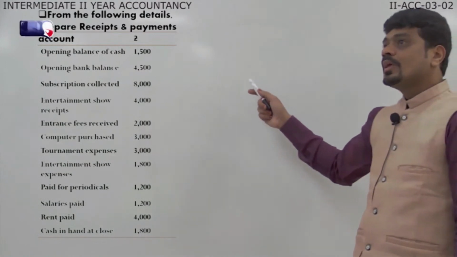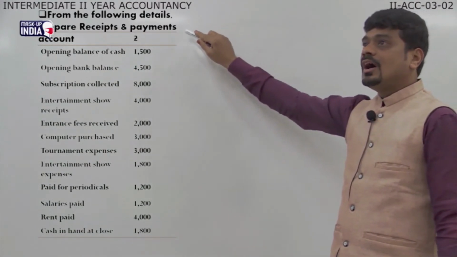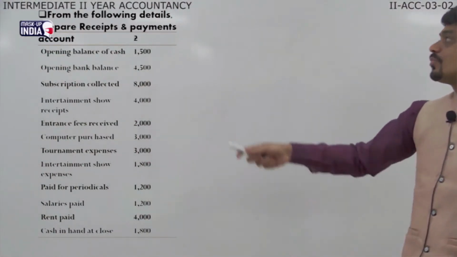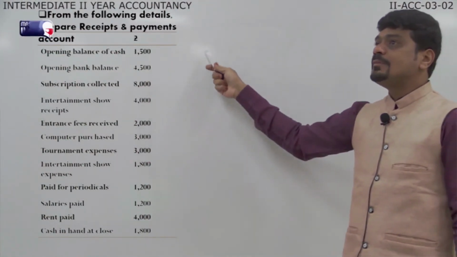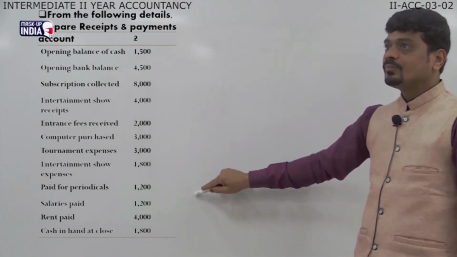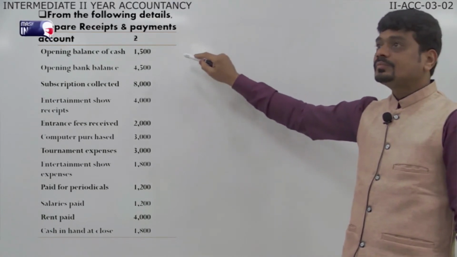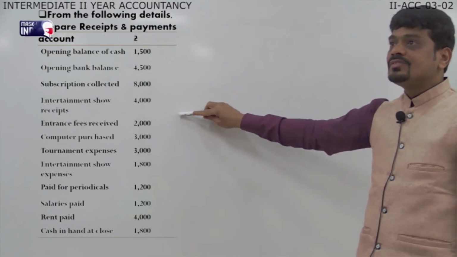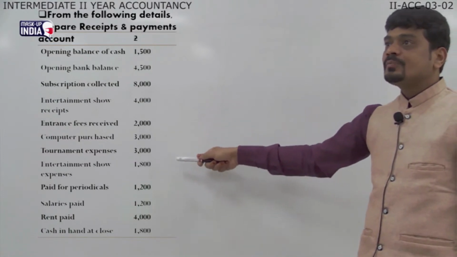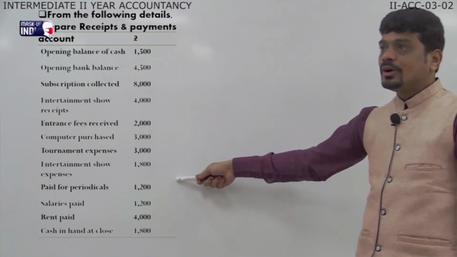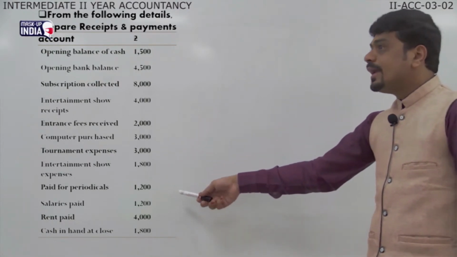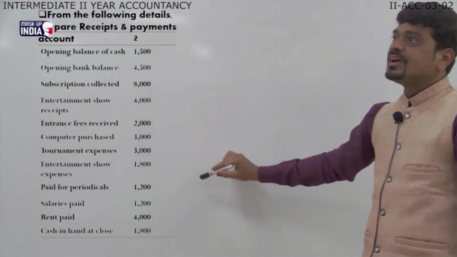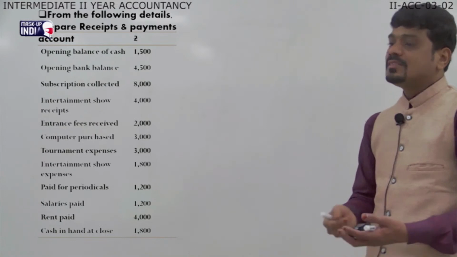So dear students, here we have a question on preparing the receipts and payments account. The question says, from the following details, prepare receipts and payments account. A few transactions are given here: opening balance of cash, opening balance of bank, subscription collected, entertainment show receipt, entrance fee received, computer purchased, tournament expense, entertainment show expense, paid for periodicals, then salaries paid, then rent paid, and closing balance of cash. These are the transactions given to us, and now we are supposed to prepare the receipts and payments account.